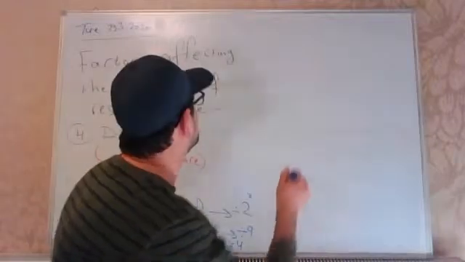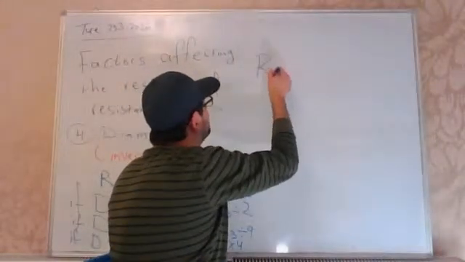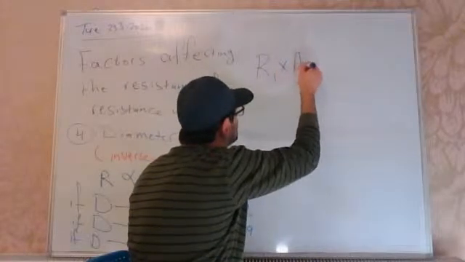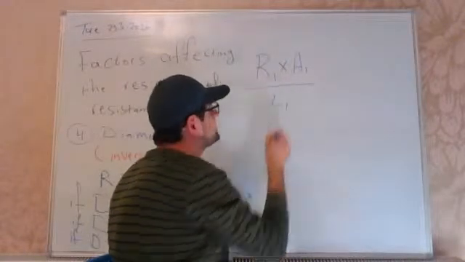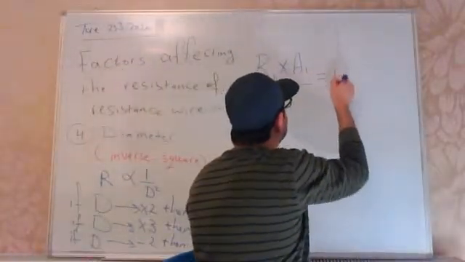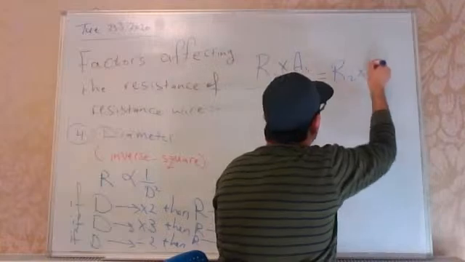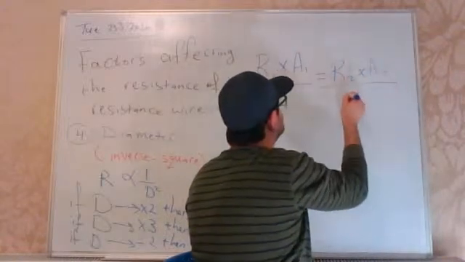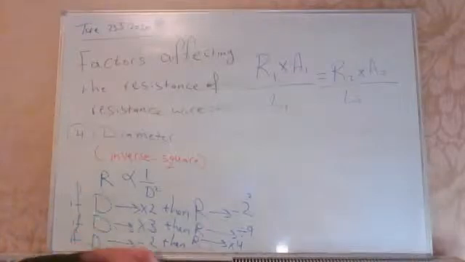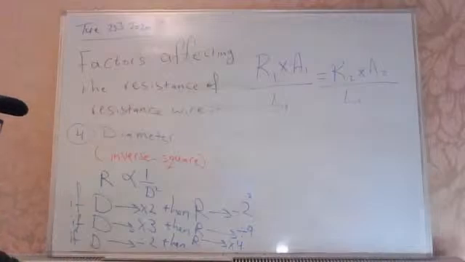The resistance of the first wire multiplied by the cross-sectional area of the first wire divided by the length of the first wire should be the same as the resistance of the second wire times the cross-sectional area of the second wire over the length of the second wire. As a ratio, these two have to be the same always for two wires made of the same material.